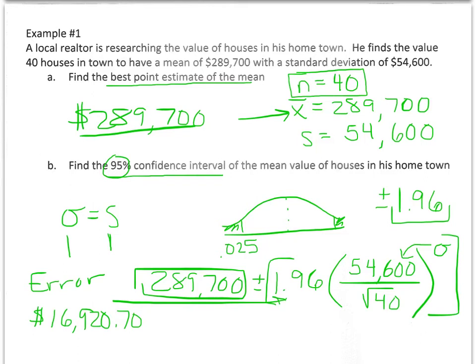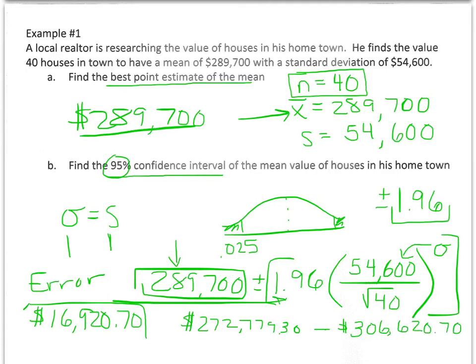So now to find my confidence interval, all I have to do is take my margin of error, the 16,000, add it and subtract it to my sample mean. When I subtract it, it's going to give me a house value of $272,779.30. When I add it, it's going to give me a house value of $306,620.70.